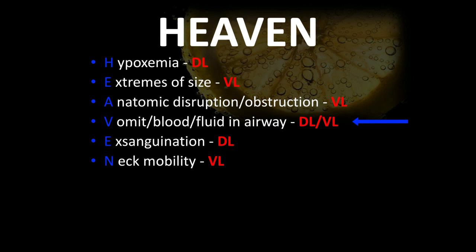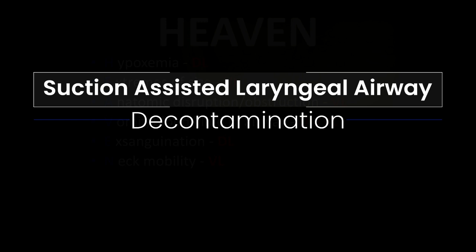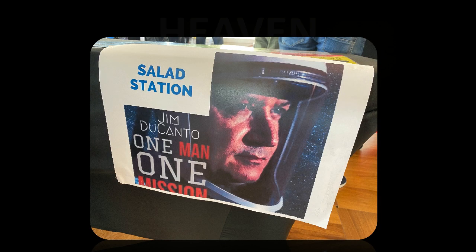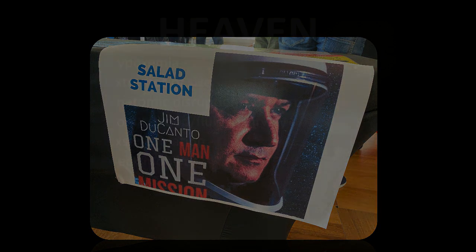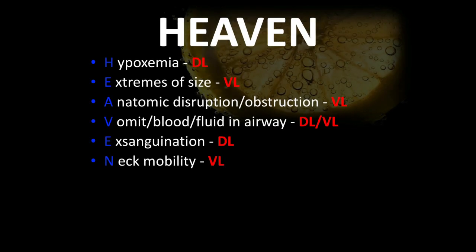And notice they recommend either or, DL or VL. And that's where we come back to and really start pushing the SALAD technique. The SALAD technique is suction-assisted laryngeal airway decontamination. That was invented and thought of by Dr. James DeCanto. And that's something we should do for every single airway that we place, or make the decision to place a laryngoscope in and an ET tube in. We want to make sure we suction first before we do anything else.